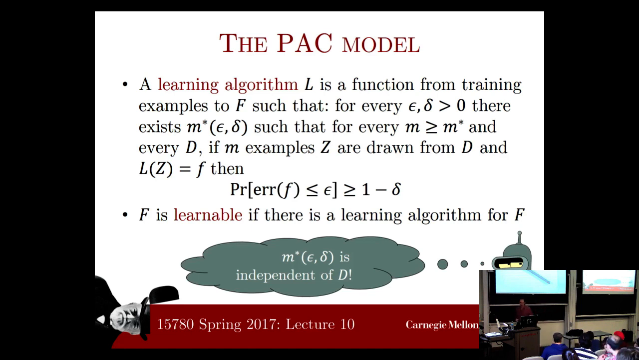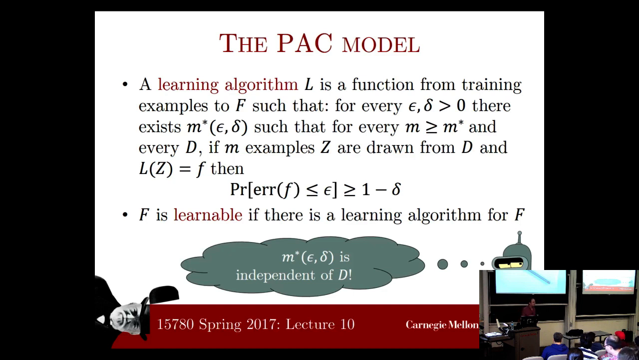So for every D, if you give me m examples drawn according to the fixed distribution D, then I apply my learning algorithm to the examples Z, I get a function f, and this function f achieves the goal that we talked about before. The probability that the error of f is at most epsilon is at least 1 minus delta. Okay, so like I said, this is confusing. Let's maybe stare at it for another 30 seconds.